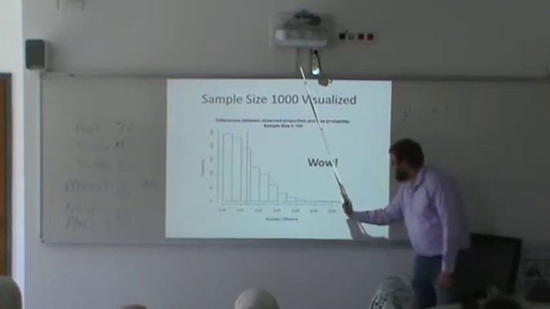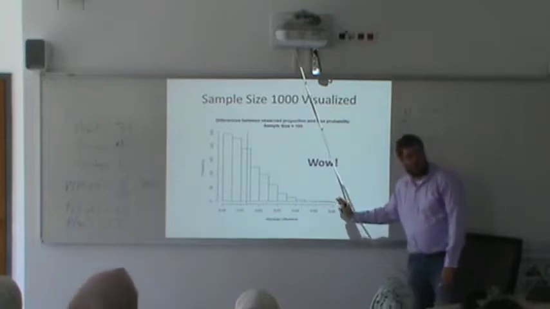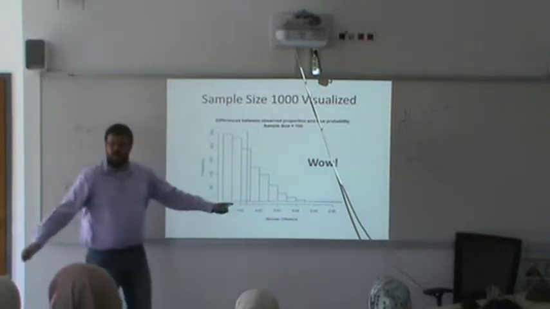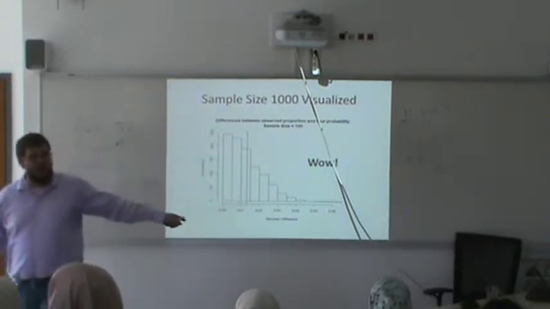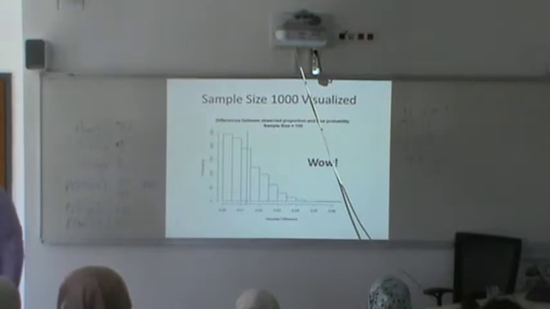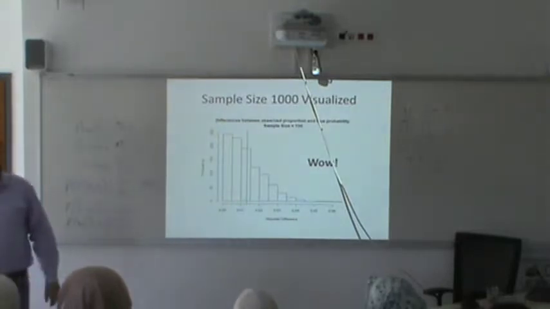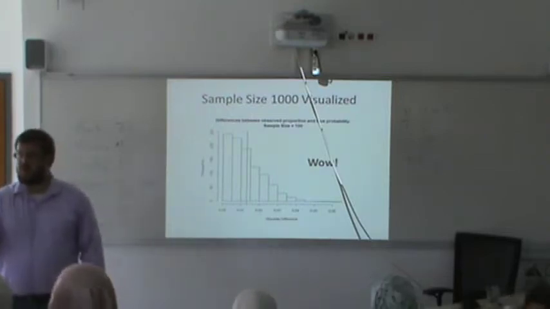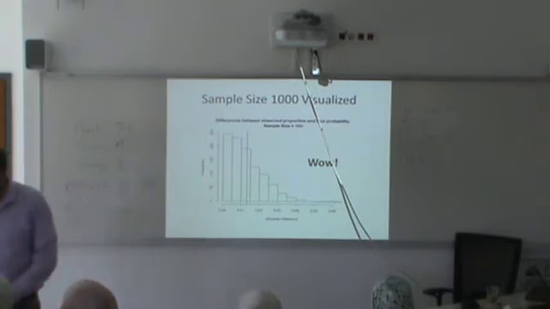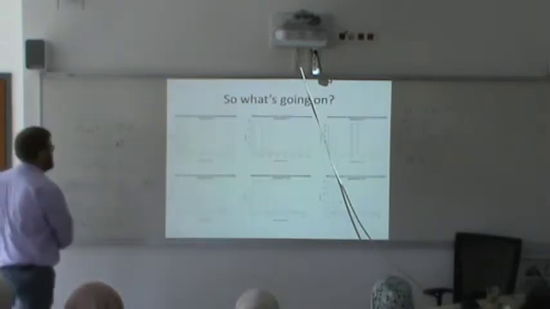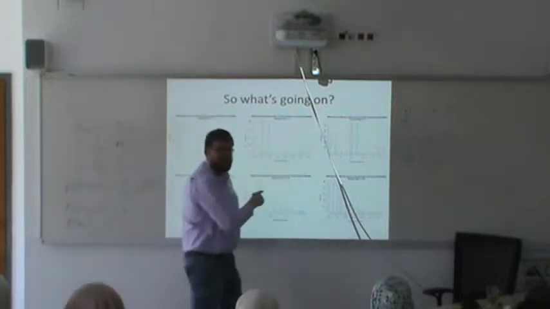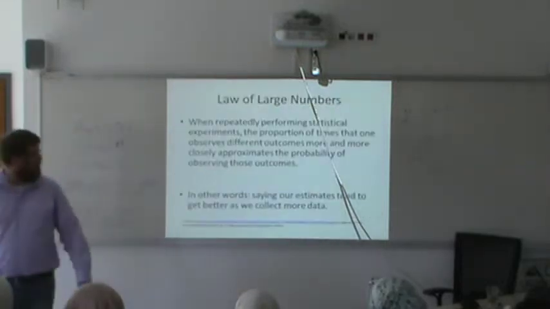But our worst estimates are much, much better than they were before. On average, our estimates are very, very close. They're 0.01 off, basically. So after 1,000 flips, most of the times that we do this, we're getting an answer that's very close to the truth, right? Which is 0.5. So what's going on? As we take bigger and bigger samples, our estimates are getting better and better.